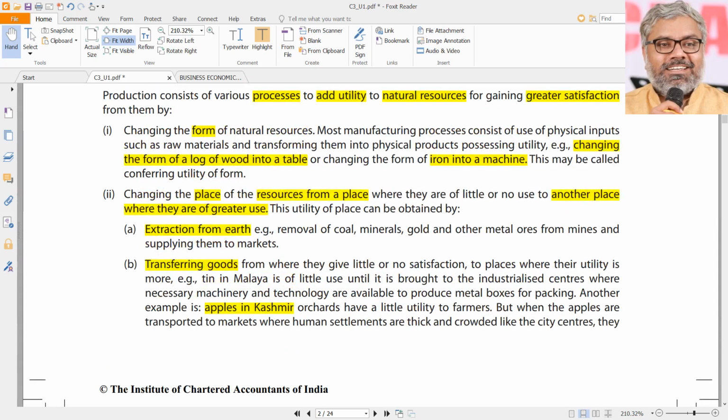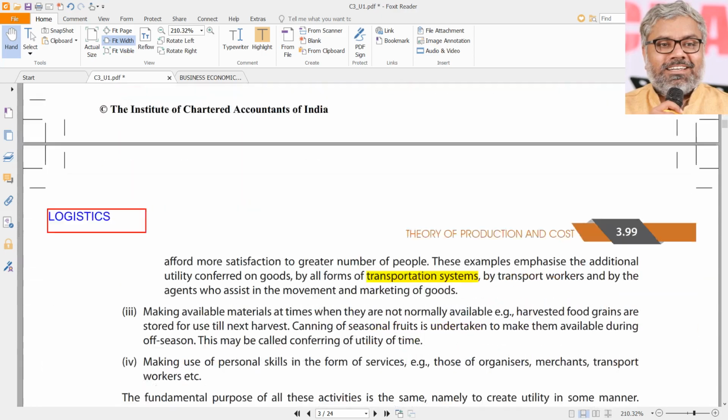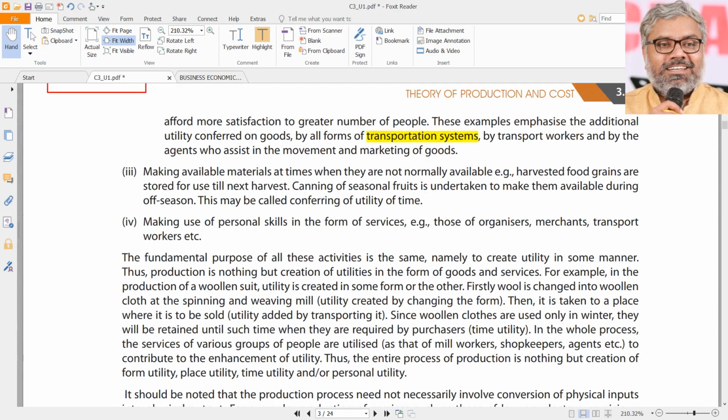And what kinds of utility is it creating? The first one is form utility, the second one is place utility. And then the third one it creates is what we can call utility of time. That is called time utility. Not always, but sometimes yes, it will create a time utility also. Why is that? Because of this production process, we can store the items and use them when we require them.